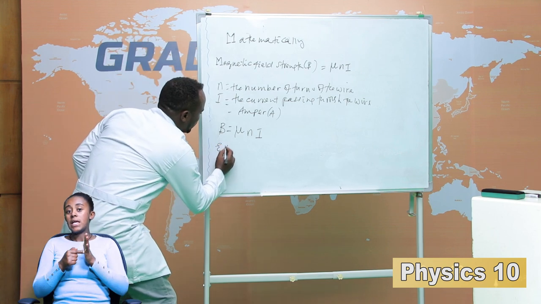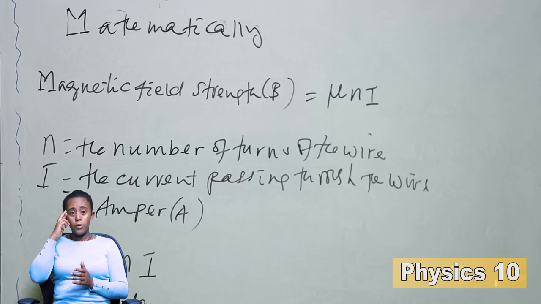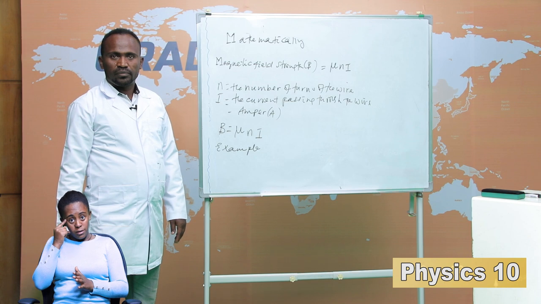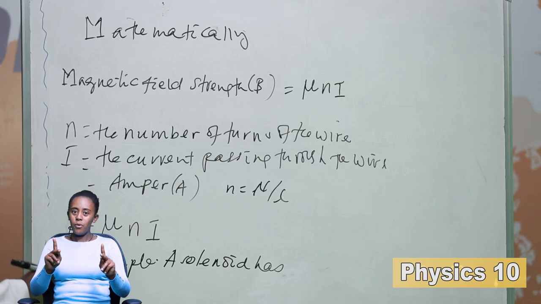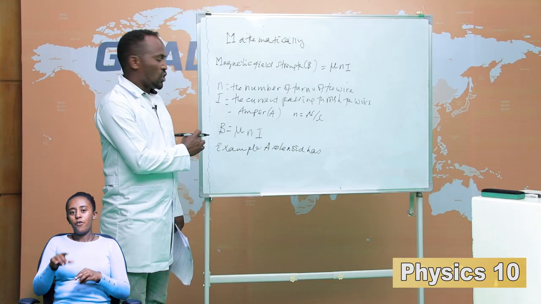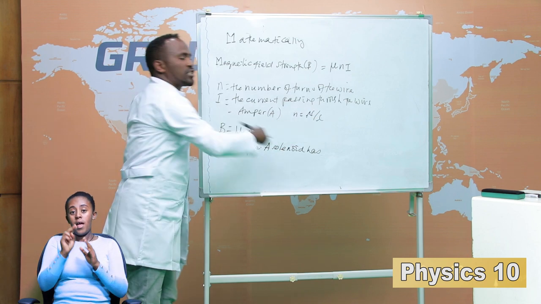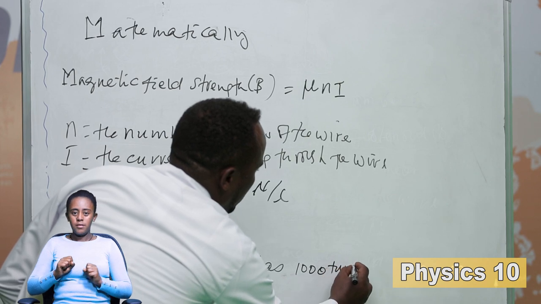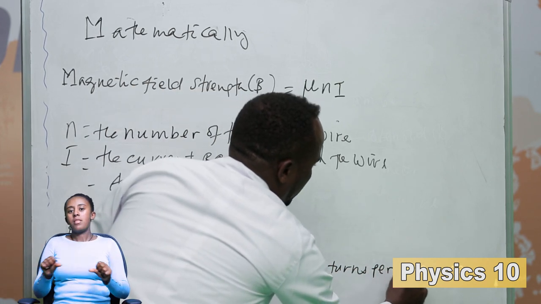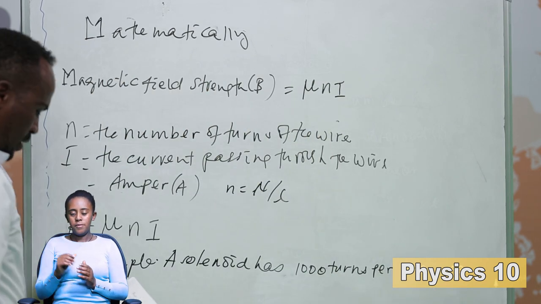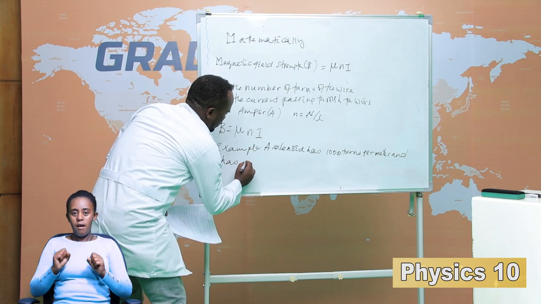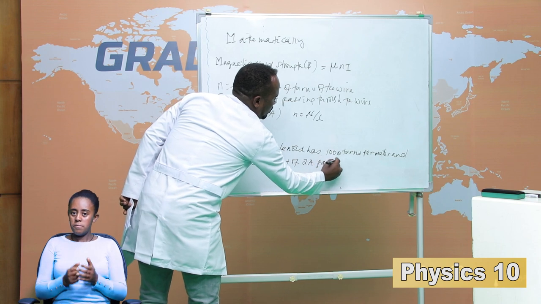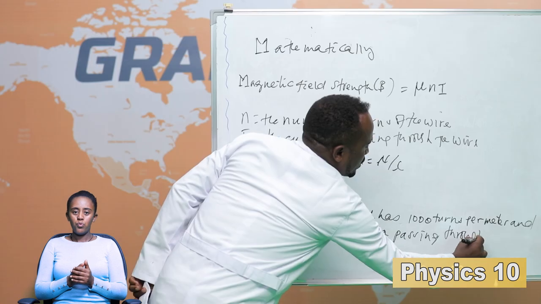For example, because you learned that the unit of magnetic field is Tesla, we are going to calculate an example using this formula. Let us see an example concerning the magnetic field of a solenoid. N is the number of turns divided by the length of the wire. A solenoid has 1,000 turns per meter and carries a current of 2 ampere passing through the wire.